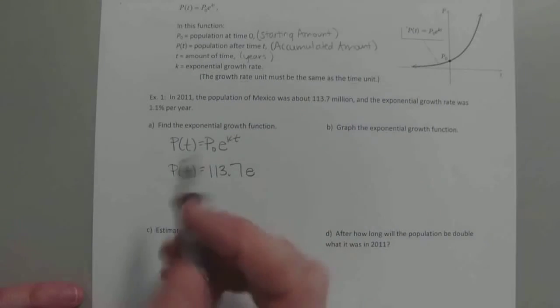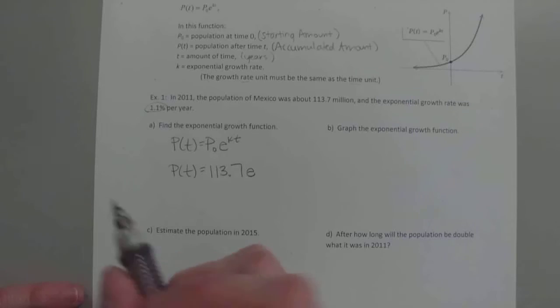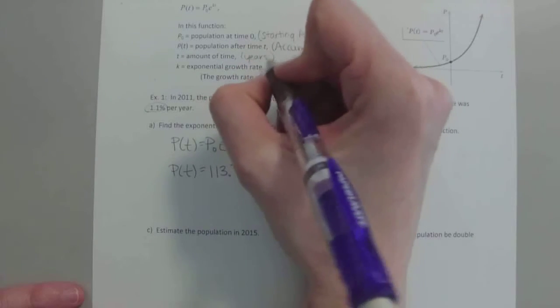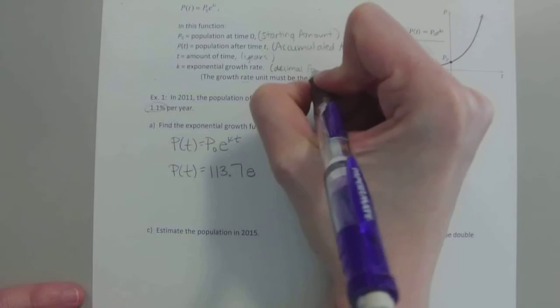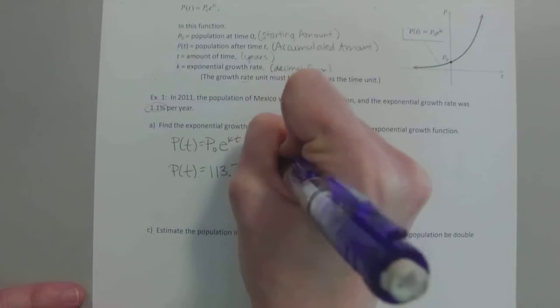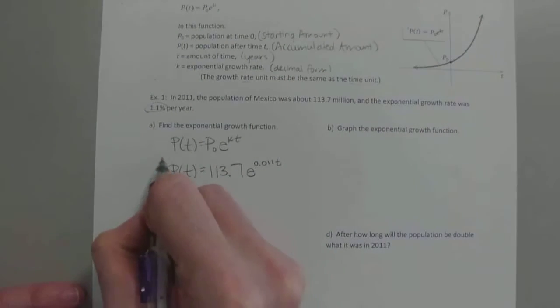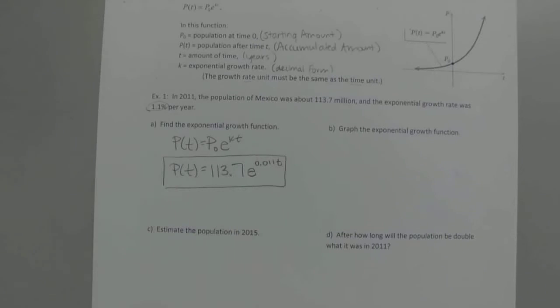e raised to the kt is part of the function, but what is our k? 1.1. And we've got to put that into decimal form. So let's make that a note up here: k should be in decimal form. So this will be raised to the 0.011t. There's your function, and that's all they're wanting. My 7's a little large. It doesn't need to be any larger than any other number, but okay.